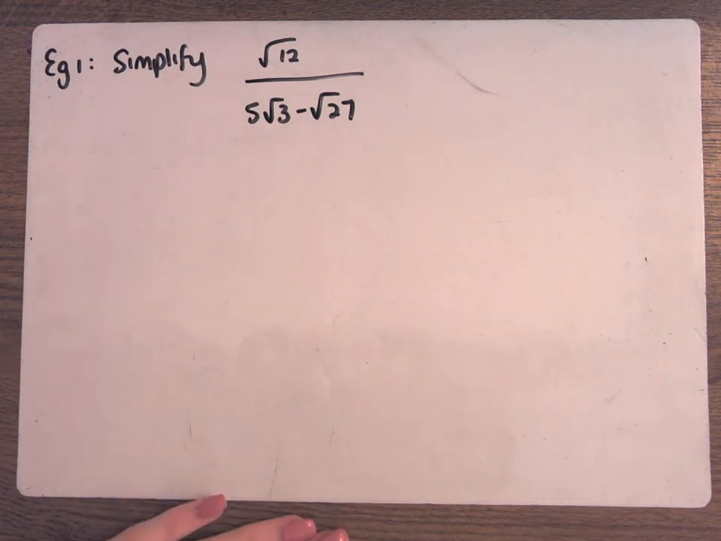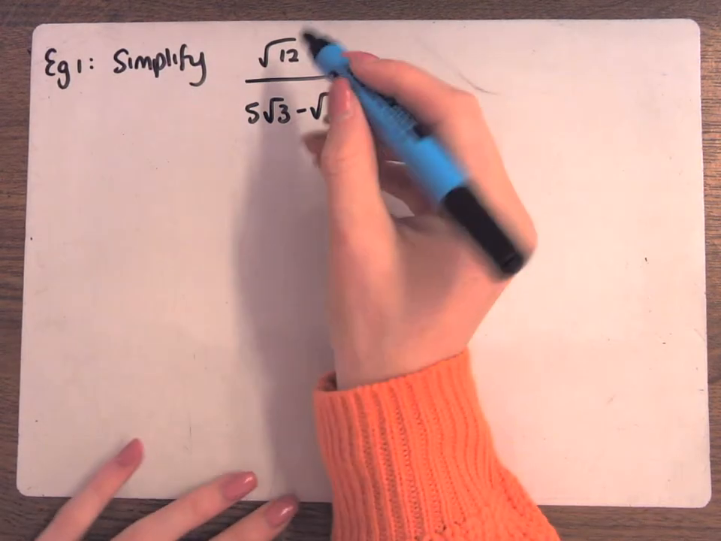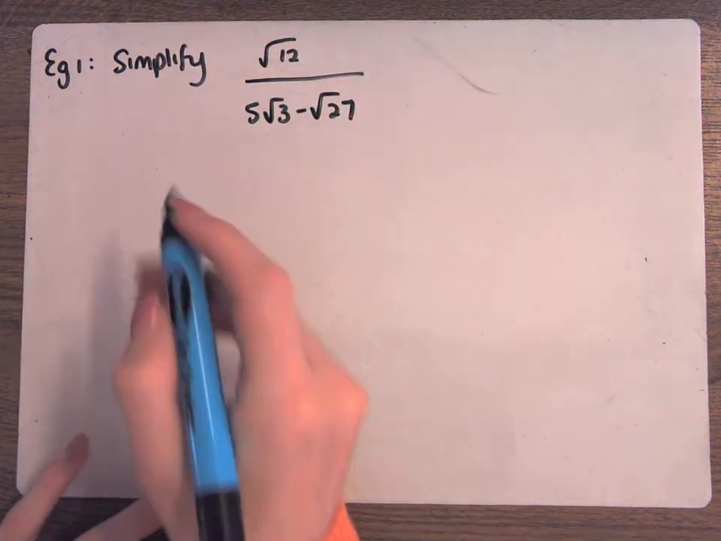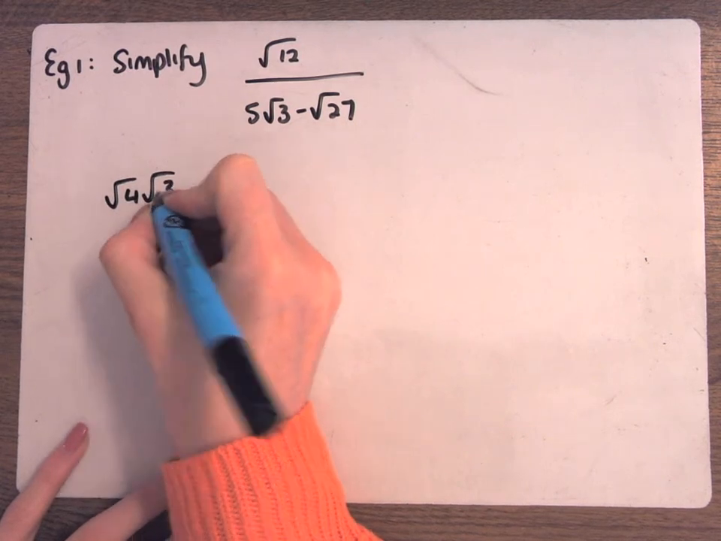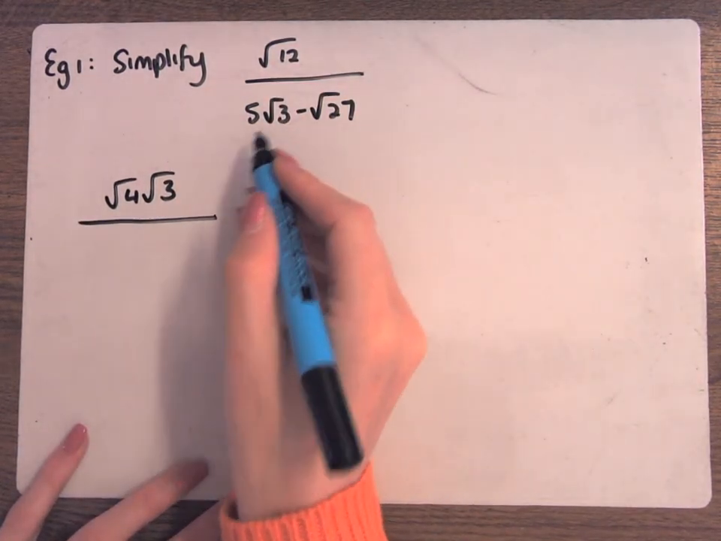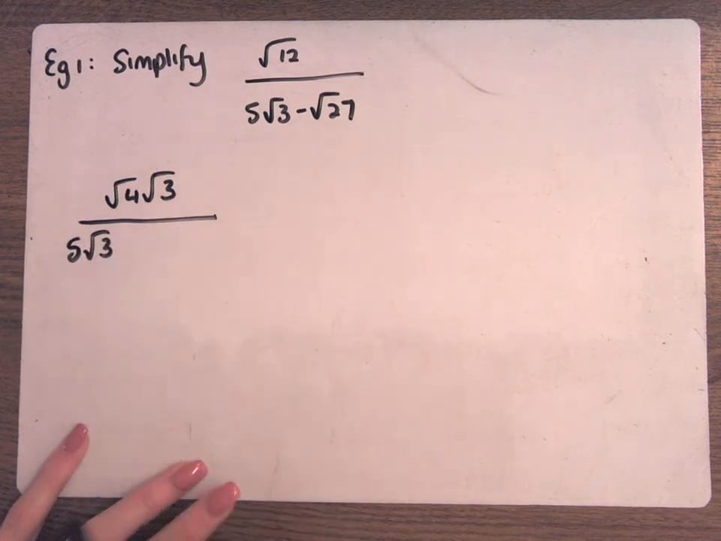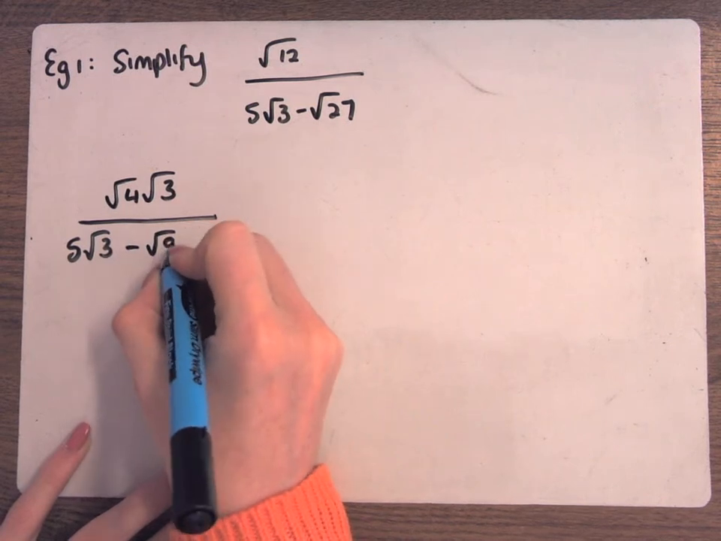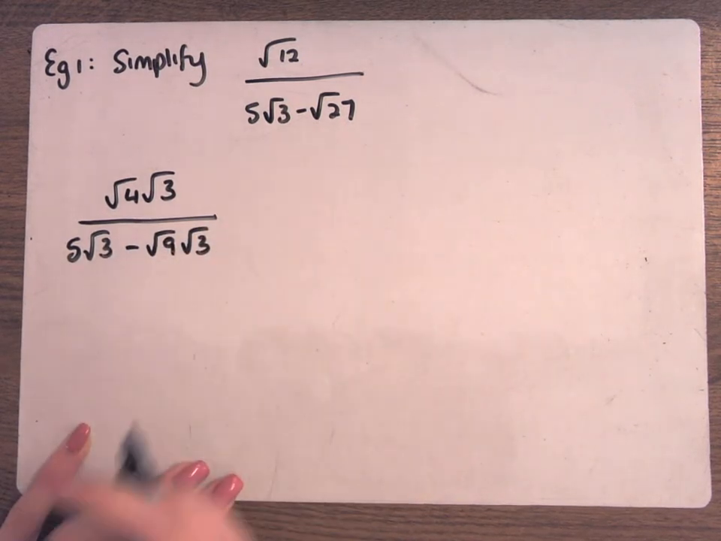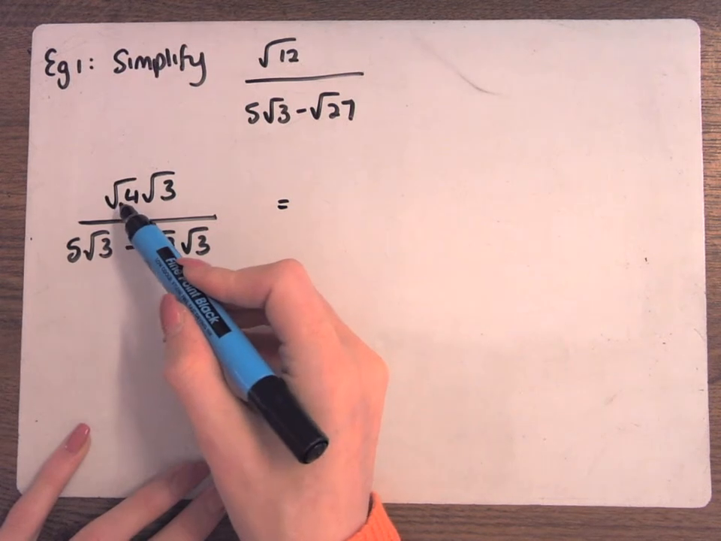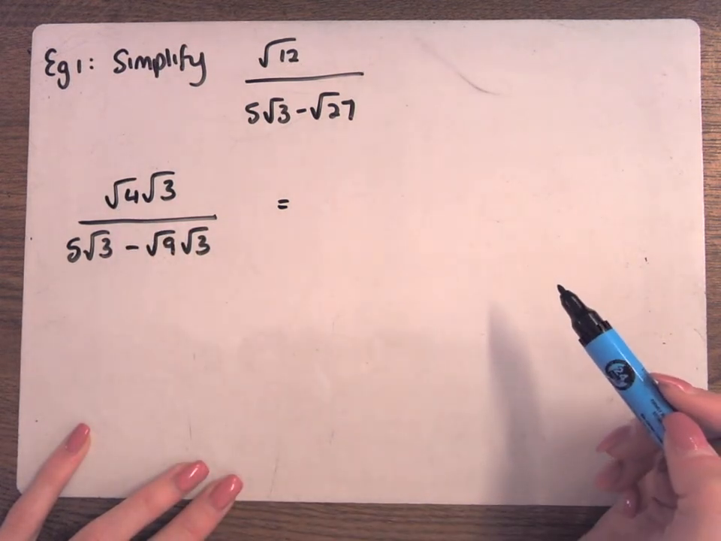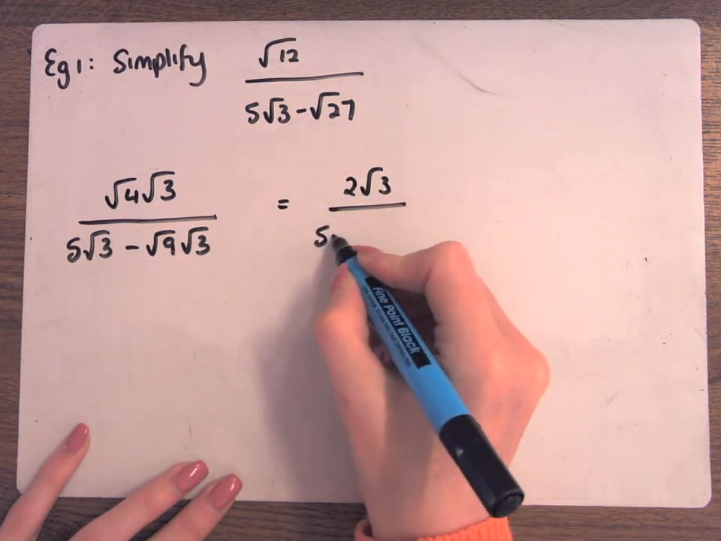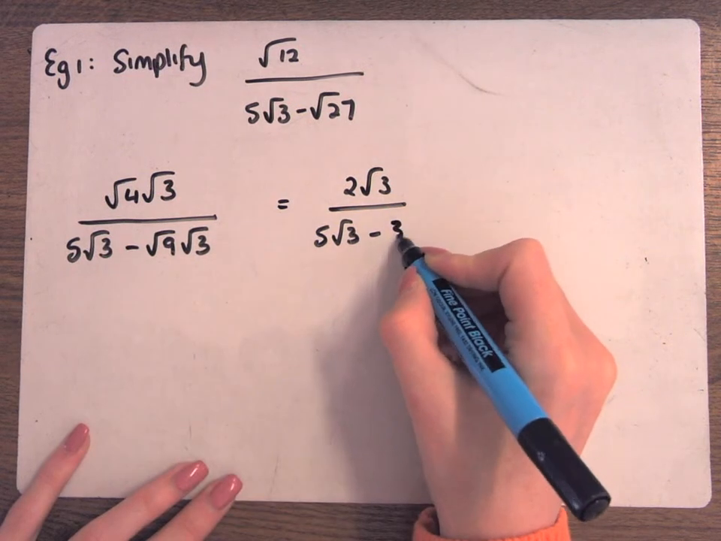Okay, let's just try and simplify these surds. What's root 12? We need to change it from root 12. What's the biggest square number that goes into 12? 4. Okay, so that's going to be root 4 by root 3, because 4 threes is 12. 5 root 3 is definitely simplified as far as it can go. Root 27, 9 goes in there, doesn't it? Root 9 by root 3. So root 4 is 2 root 3 on the top over 5 root 3 minus 3 root 3.